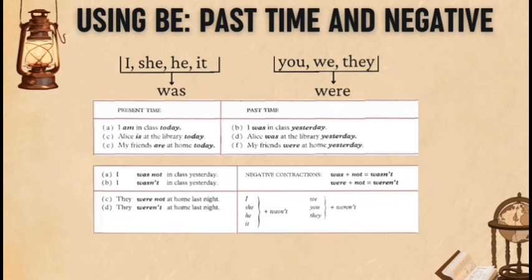Contraction is also used in the negative. Was not is wasn't and were not is weren't. For example, I wasn't in class yesterday. They weren't at home last night.